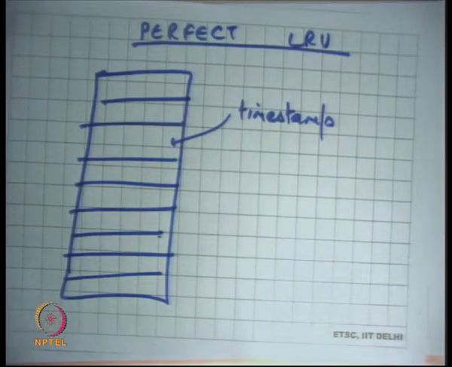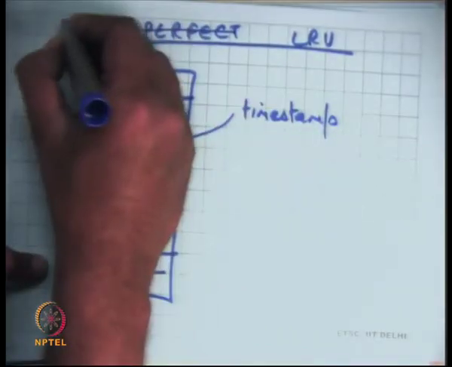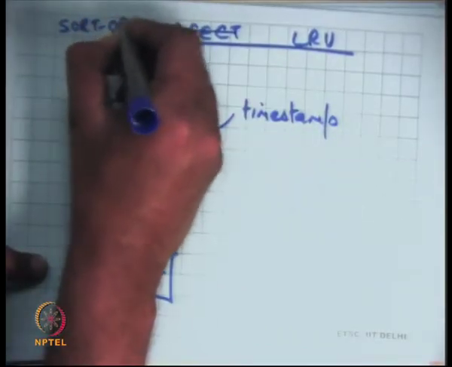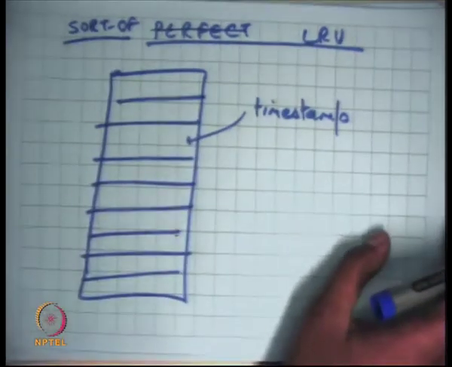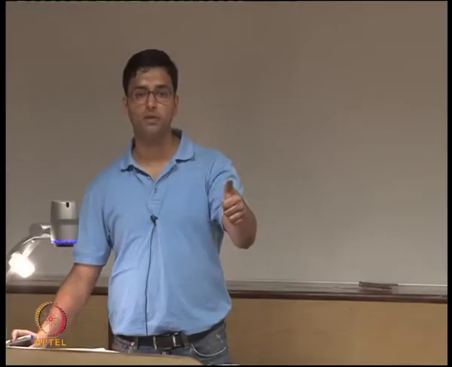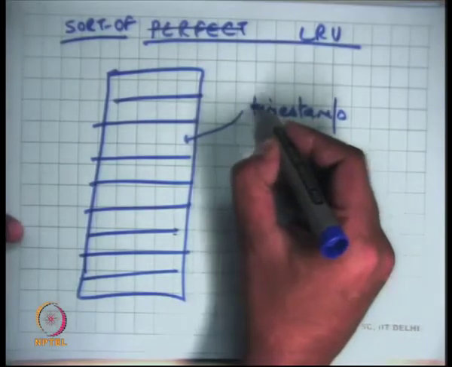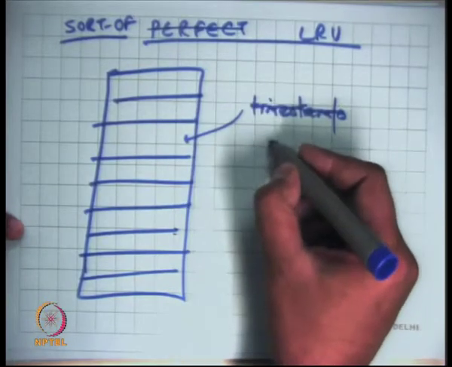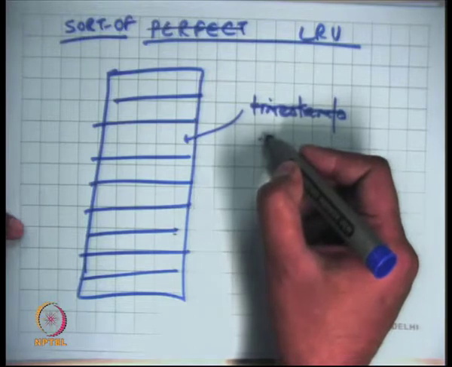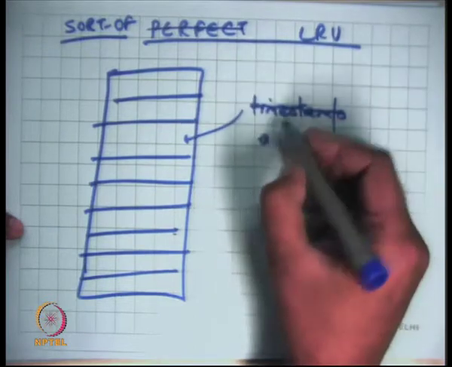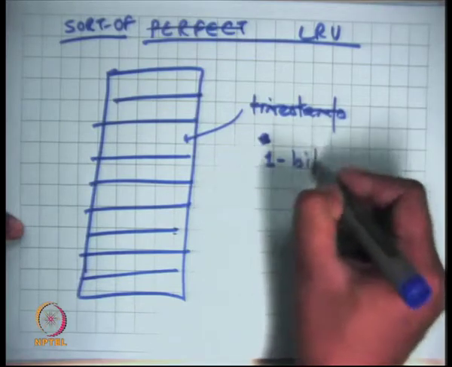So what's done is actually not perfect LRU, but sort of LRU. Sort of LRU basically says that, instead of putting a full timestamp on your page on your access, let's approximate the timestamp by some number of bits, right. So let's say I have a 1-bit timestamp.